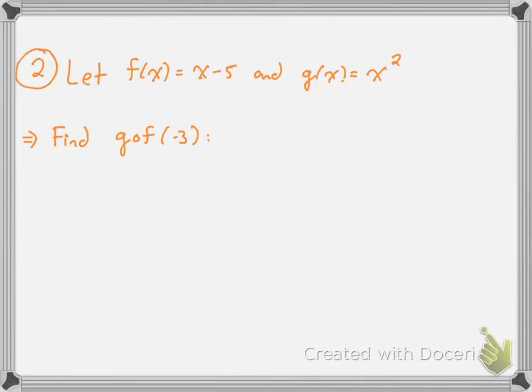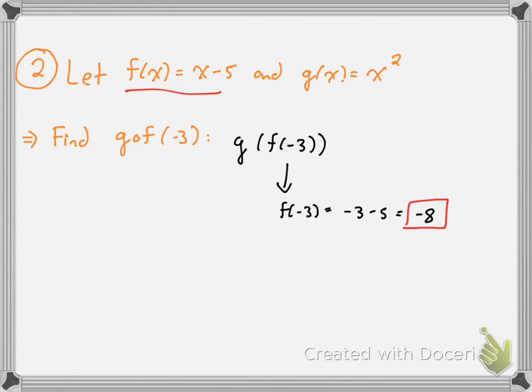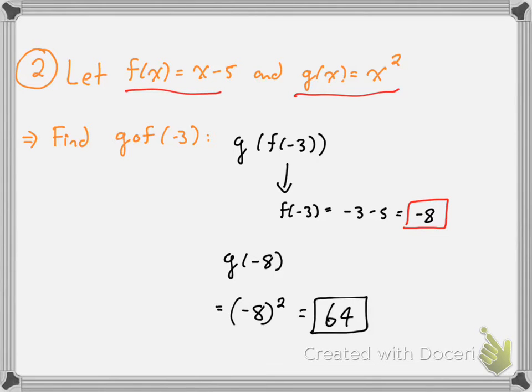So what I'm going to do first is find f of -3. I'm going to plug it into my f of x equation. f of -3 would be -3 minus 5, which is -8. So now I'm going to take that -8 and plug it into my g of x equation. My g of x equation is x squared. So to find g of -8, I'm going to do -8 squared, which is going to be 64, and that would be my answer.